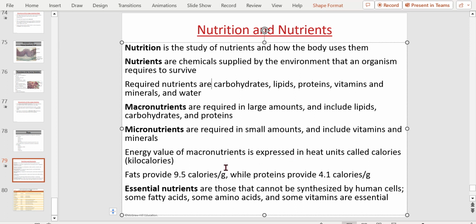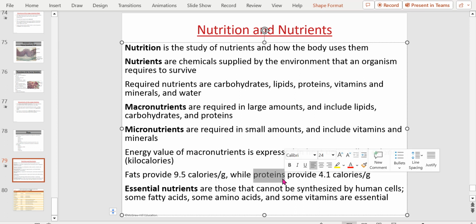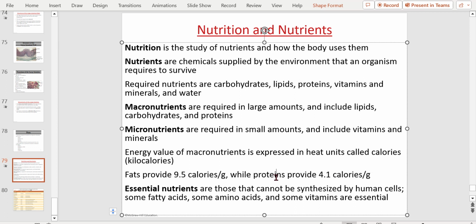Fats provide about 9.5 calories per gram, while proteins provide about 4.1. The problem with proteins, like if you're ever in a fasting situation, the first thing the body will go for is carbs, easiest for the body to break down. If there are no carbs in your body, then your body will go after fats. You get a good return on your calories from fat, good bang for your buck. The worst, though, is protein. In a fasting situation, your body will go after protein the least because it's very difficult for the body to break down nitrogen compounds.